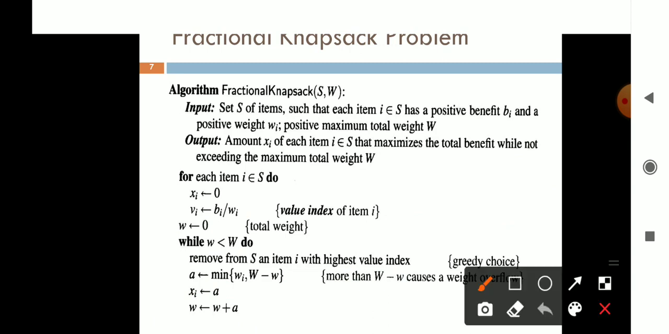So here we are choosing the highest index value, that is the greedy choice. We need more profit from less weight. So if there is space in the bag, then we are going to repeat this. So that is the fractional knapsack problem, one of the widely used problems in the greedy method.